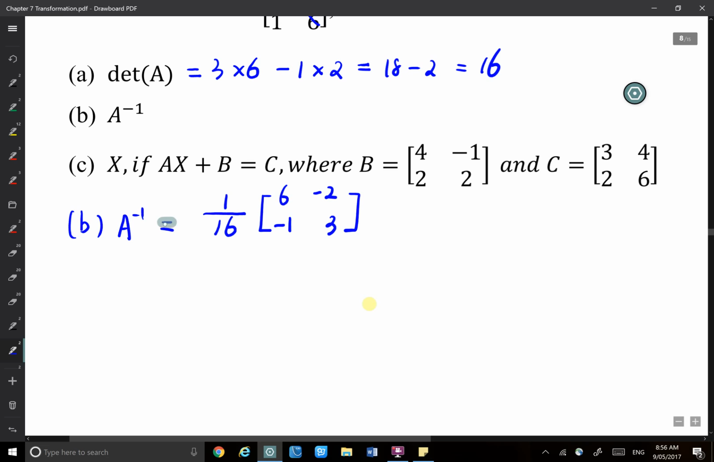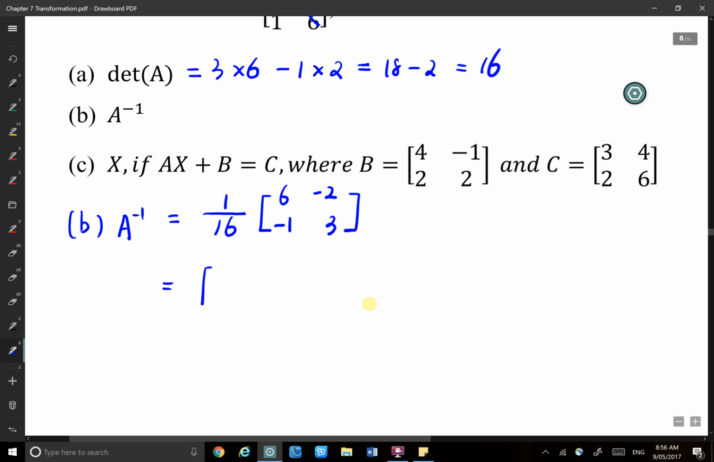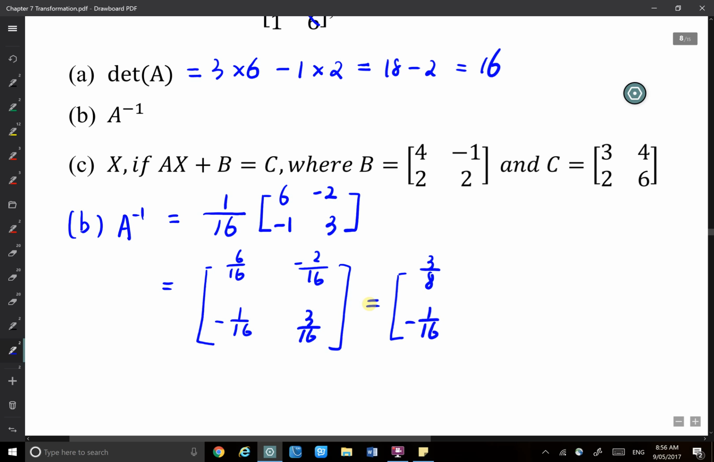It's not necessary for me to multiply the 16 inside. Or you can put 1 over 16 inside. That will give you 6 over 16, minus 1 over 16, minus 2 over 16, and 3 over 16. That will equal 3 over 8, negative 1 over 16, negative 1 over 8, and 3 over 16. You can keep your answer in this way.